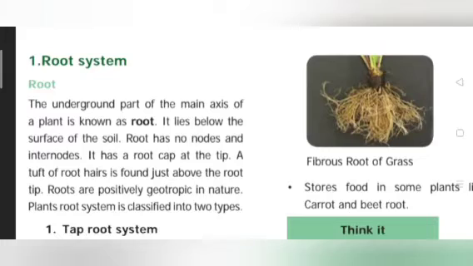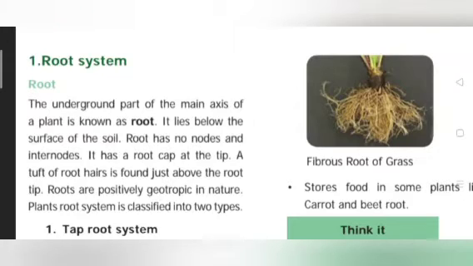Okay, the root system. First we are going to learn about the root system. The underground part of the main axis of a plant is known as root. So what is root? The underground part, the main axis of the plant, is known as root. It lies below the surface of the soil. We know that, isn't it?